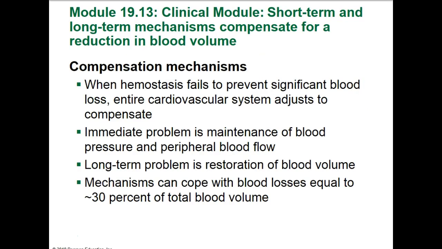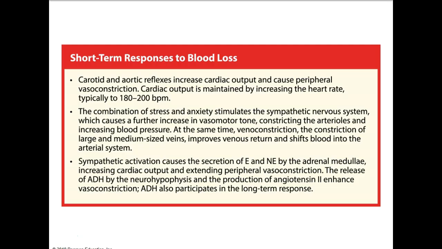We do have compensation mechanisms in us. When hemostasis fails to prevent significant blood loss, your entire cardiovascular system will adjust to compensate. Your immediate problem is maintenance of blood pressure and peripheral blood flow. The long-term problem is restoring the blood volume. So your mechanisms will cope with blood losses equal to about 30% of your total blood volume. So here's your short-term response if you have a lot of blood loss. Your carotid and aortic reflexes increase the cardiac output.